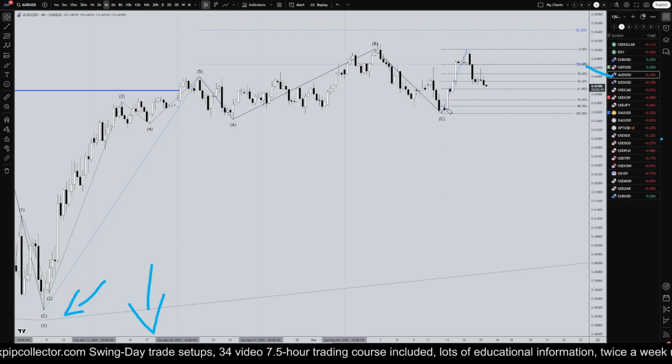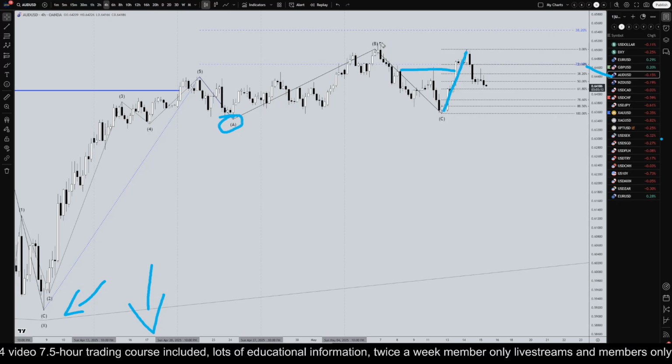So the Aussie dollar this week did push up very strong, and it also did give us a break of structure. It definitely looks like a potential end of an ABC correction.